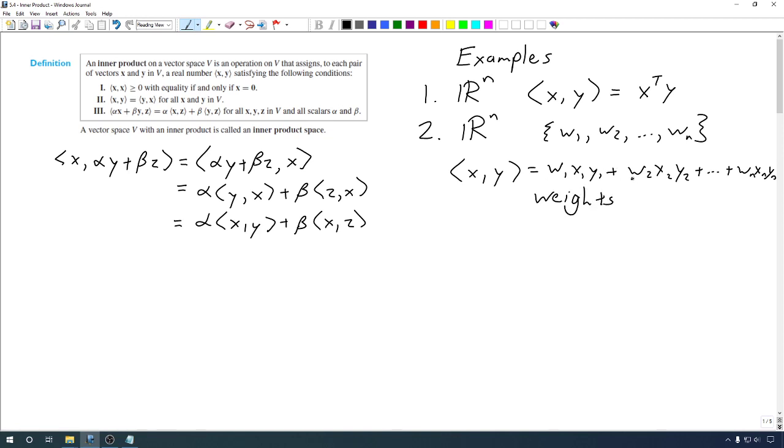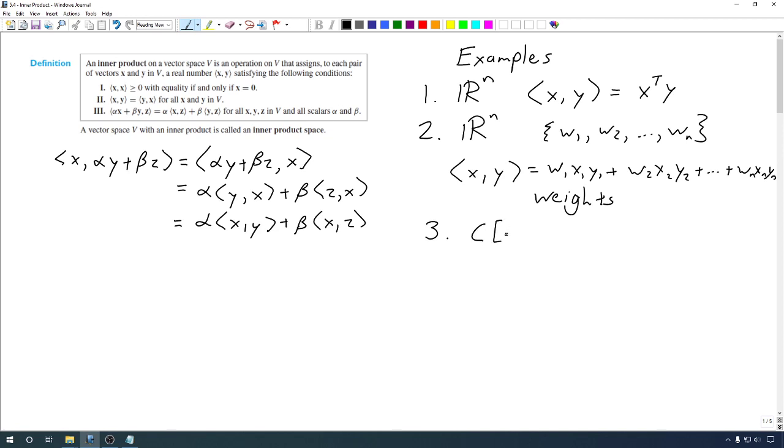This is called a weighted inner product. And it's basically a way to say, well, maybe I want my first component to be a little bit more significant when I take that inner product. I could make the w1 bigger than all the other w's, something like that. And this is also an inner product on Rn. That's different from the standard inner product, the standard scalar product that we've been talking about.